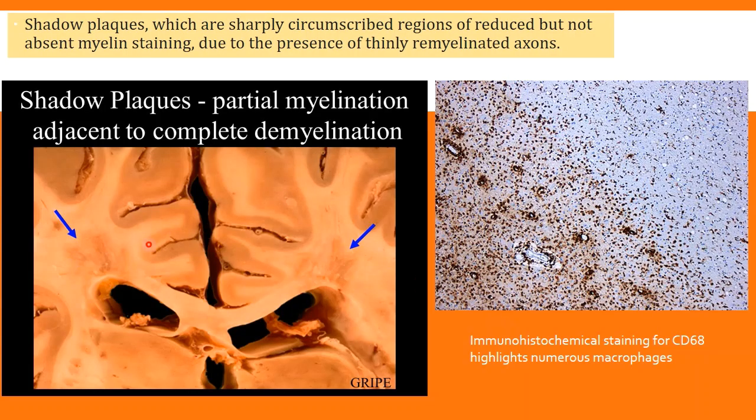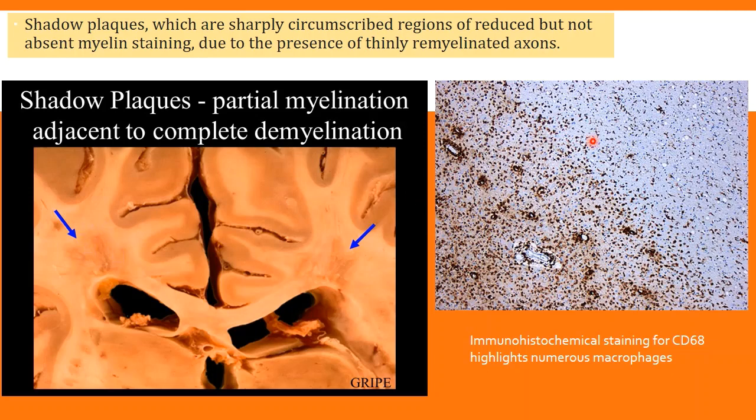Now what about a shadow plaque? A shadow plaque is a sharply circumscribed area of reduced myelin density. So there is myelin formation around this area of demyelination. There is a peripheral zone of remyelination here, and this forms the characteristic shadow plaque, which is nothing but the thinly remyelinated axons.